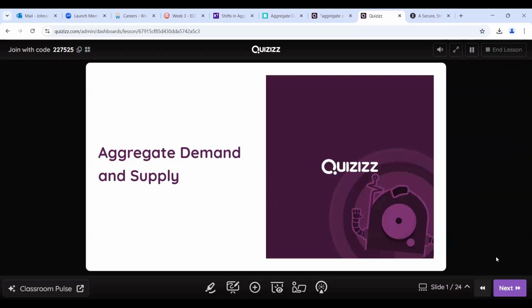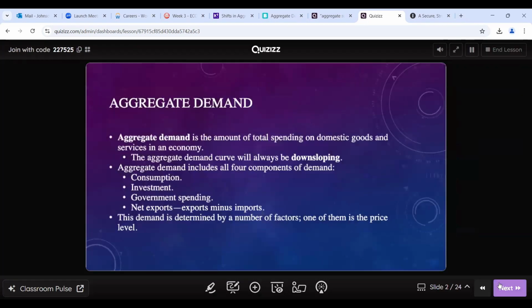So aggregate demand and supply. Aggregate demand is the amount of total spending on domestic goods and services in the economy. The aggregate demand curve will always be downsloping.